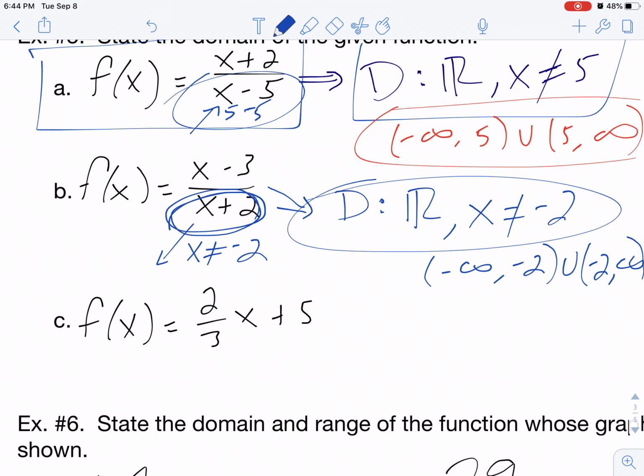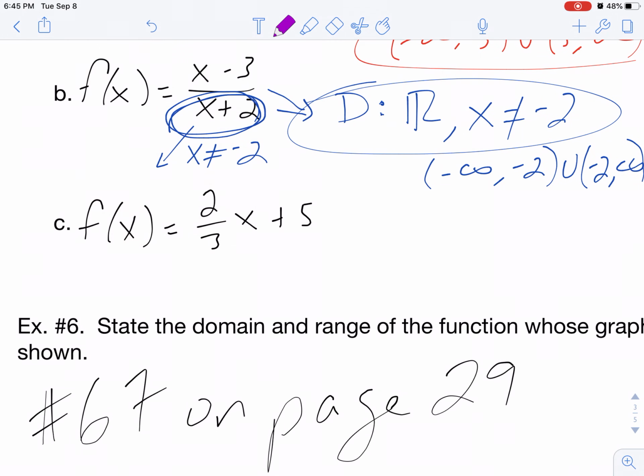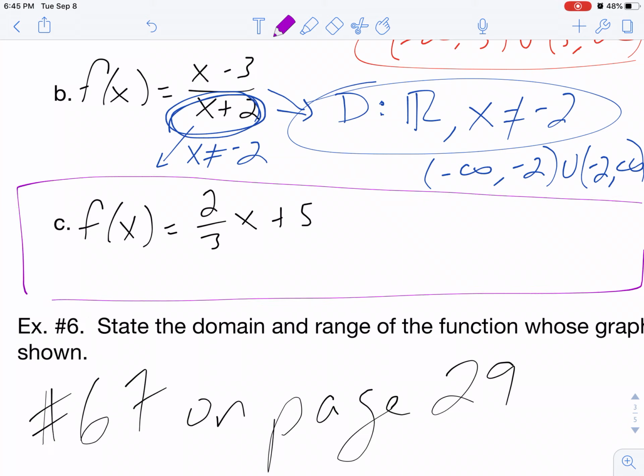Okay, and letter C, I just put that on there just to test you, because a lot of people end up getting something like that wrong in class when I ask it. So for letter C, f of x equals 2/3 x plus 5. Now, x is not a denominator. This is not 2 over 3x.